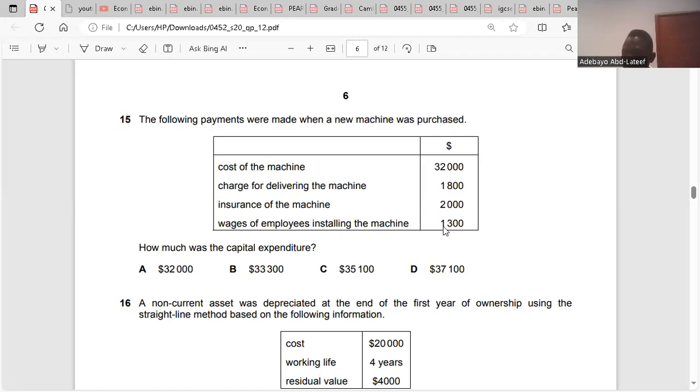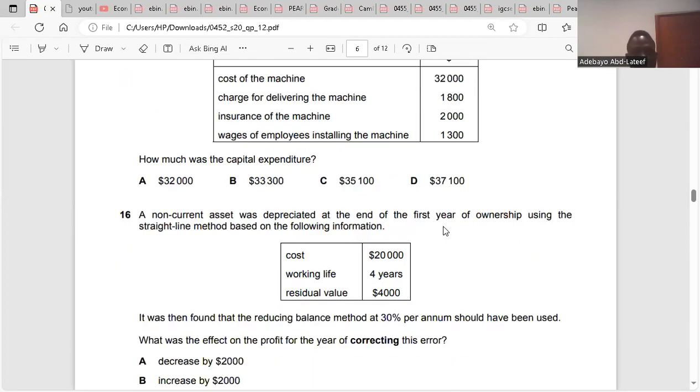Question 16. Non-current assets were depreciated at the end of the first year of ownership using the straight line method, based on the following information. I worked it out, and that's what we did in the class today. For the straight line method, we have 20,000 minus residual value, that is, cost of the non-current asset minus residual value, divided by the useful life, or economic life, or lifespan of that asset.